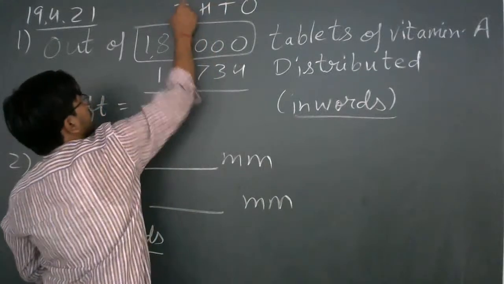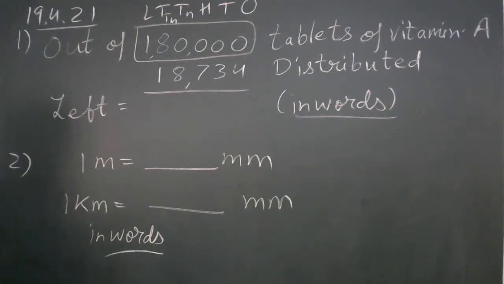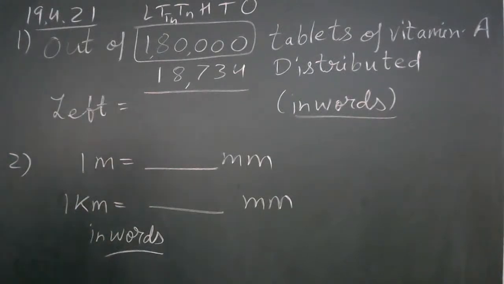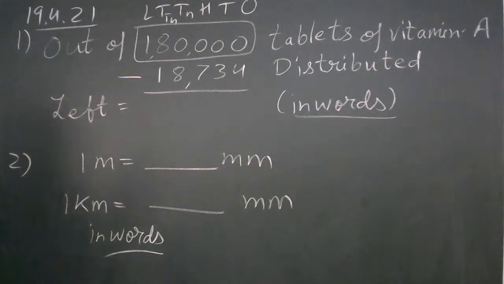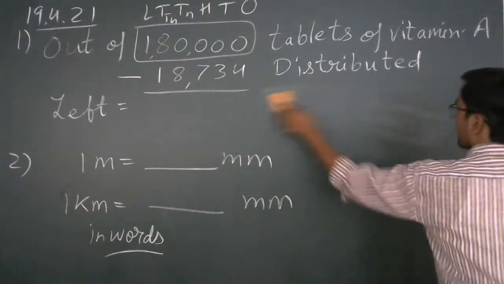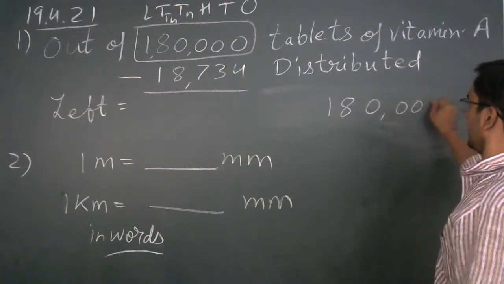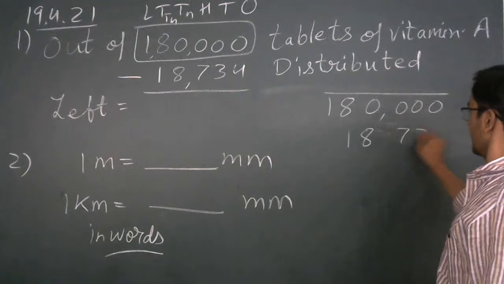From this 1,80,000, we are subtracting how much? Ones, tens, hundred, thousand, 10,000, lakh. So we know it is ones, tens, hundred, thousand, 10,000, 18,734. So what is the number of medicines which are left? I think all of you know that to find the number of medicines left, we are going to do the subtraction. Now, how are we doing subtraction? We are keeping one line just to take carryover. Yes, we have 18,734.